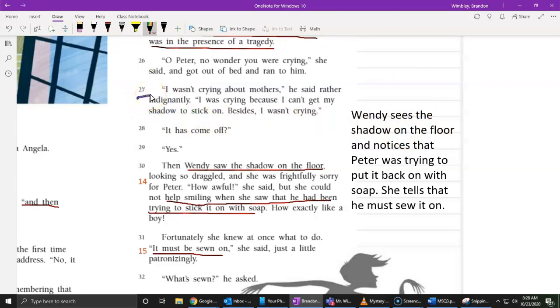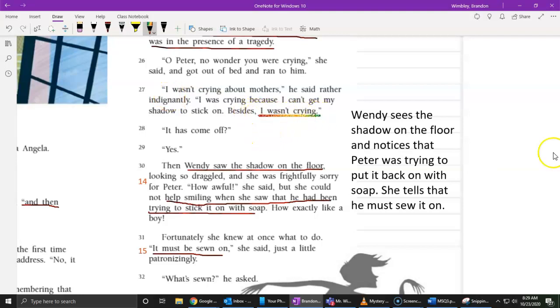I wasn't crying about mothers, he said rather indignantly. I was crying because I can't get my shadow to stick on. Besides, I wasn't crying. So in paragraph 27, I see that Peter denies or says that he's not crying, even though he is. Why might he do that? Well, I think he's trying to appear strong, even though he's sad and frustrated. So maybe he's proud and thinks that crying makes him look weak. So let's underline this part right here. I wasn't crying.